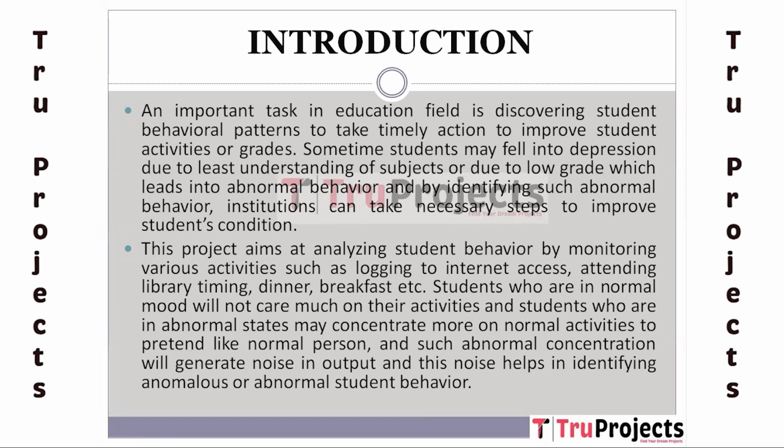Sometimes, students may experience depression or low grades leading to abnormal behavior. To identify these issues, institutions can analyze student activities like internet access, library timing, and dinner. Normal mood students may focus less on their activities, while abnormal states may concentrate more on normal activities, generating noise in output. This helps identify anomalous or abnormal student behavior.